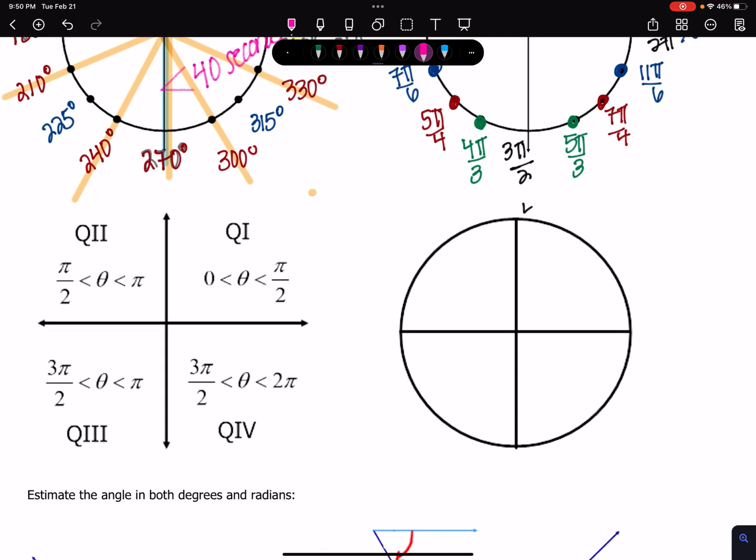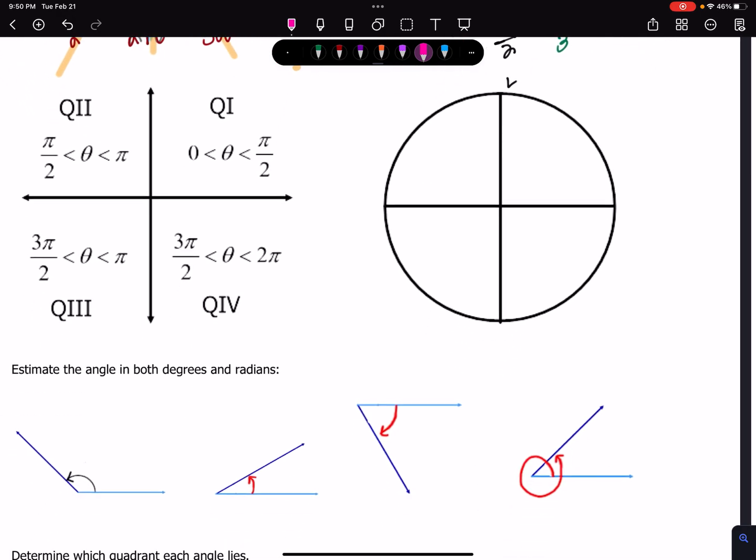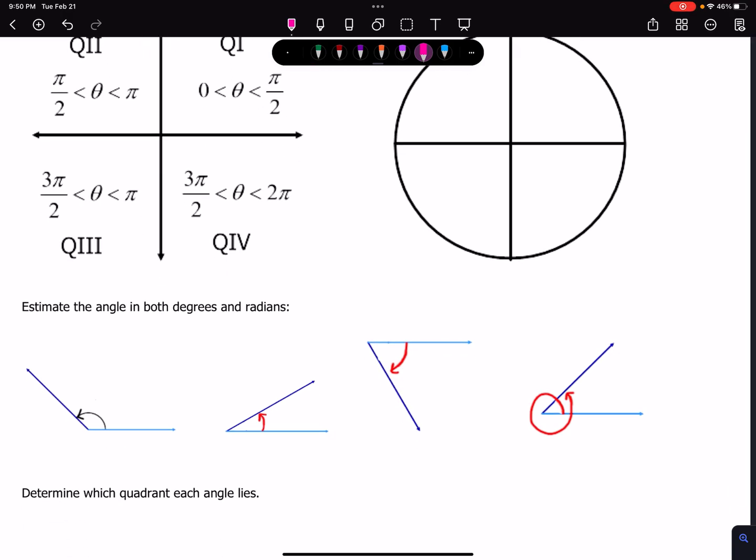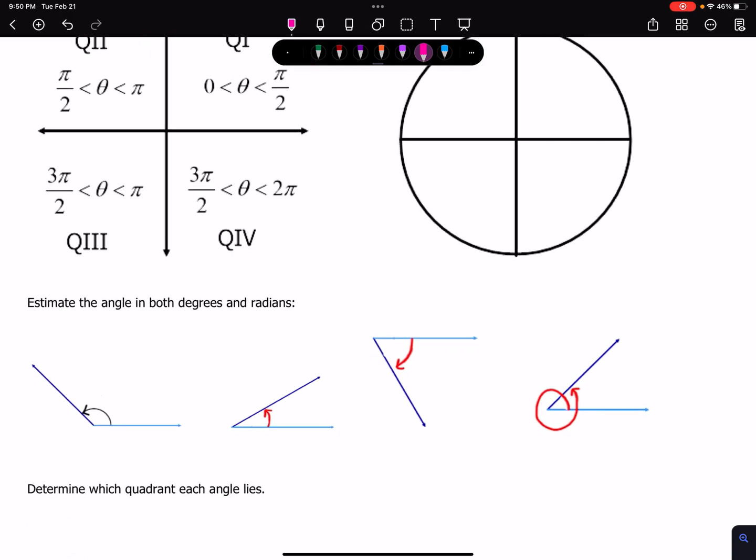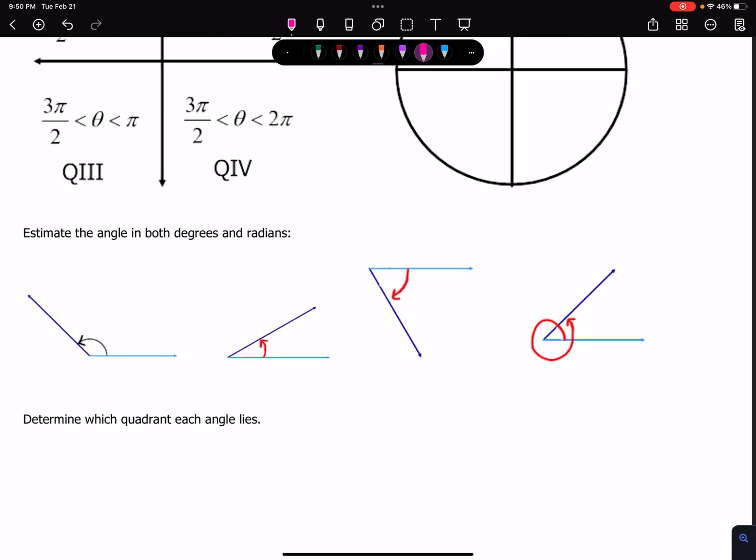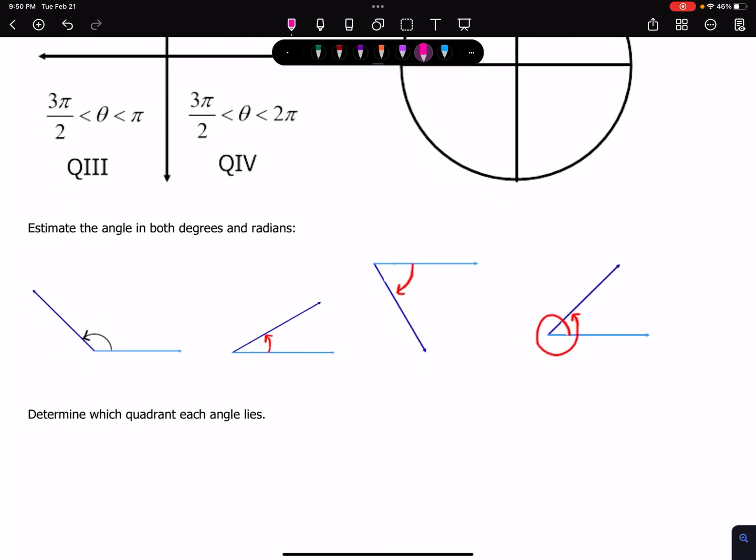In the next video, we're going to talk about the quadrants and determining which quadrant we're in and estimating amounts of rotation.